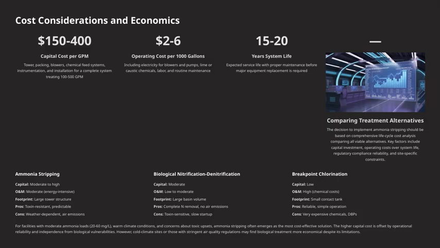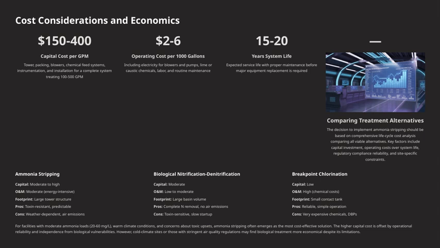This covers electricity for blowers and pumps, chemicals such as lime or caustic, labor, and routine maintenance. As for the system's lifespan, with proper maintenance, you can expect around 15 to 20 years before major equipment replacements are needed. Now, when comparing treatment options, it's important to consider the full life cycle costs, meaning both initial investment and ongoing operational expenses, along with factors like regulatory compliance and site-specific constraints.